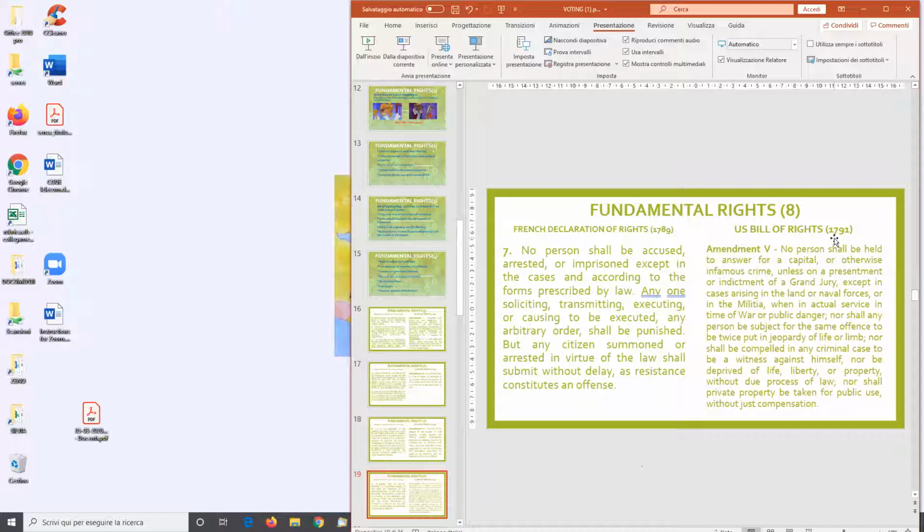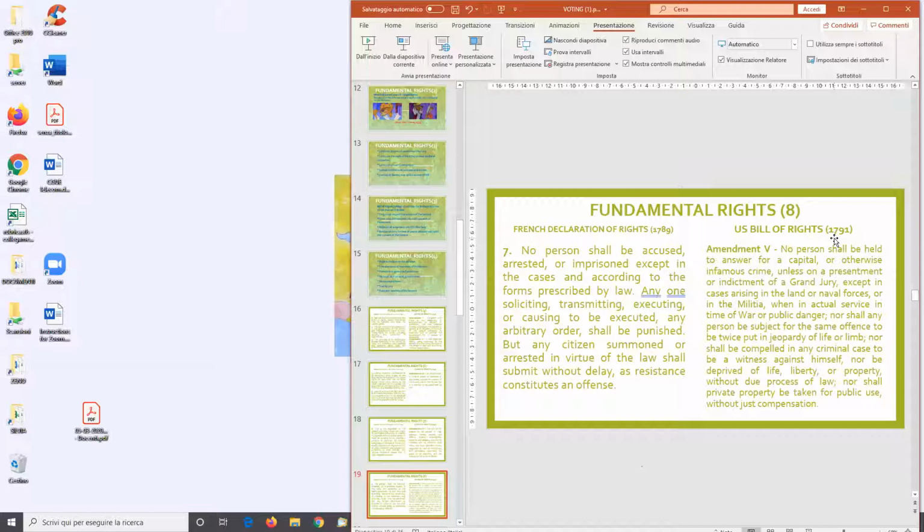So this is the first element, that limitation to personal liberty must be in forms prescribed by law. And anyone soliciting, transmitting, executing, or causing to be executed any arbitrary order shall be punished, and any citizen summoned or arrested in virtue of the law shall submit without delay, as resistance constitutes an offense. So it sets out this idea that limitations to liberty, deprivation of liberty, must be according to the law, and the law is set by Parliament.